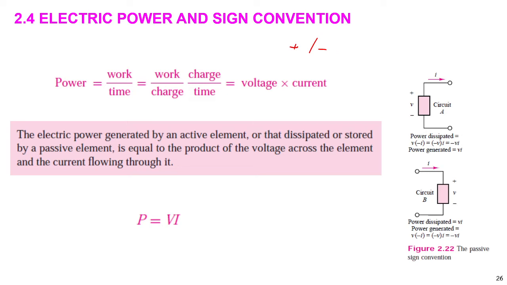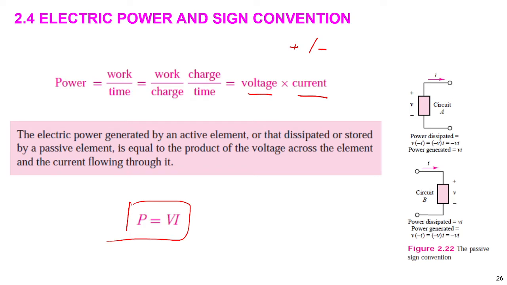You can make your own system, but there are standard systems. The power is developed over time. If we divide the work by the charge and multiply by the charge, we get power equal to voltage multiplied by the current, P equals V times I.